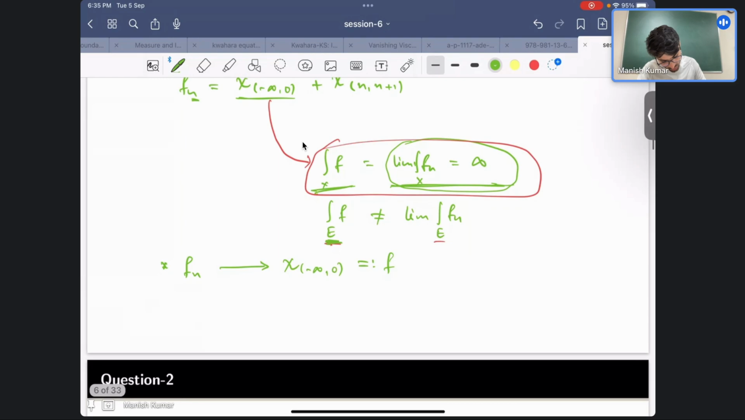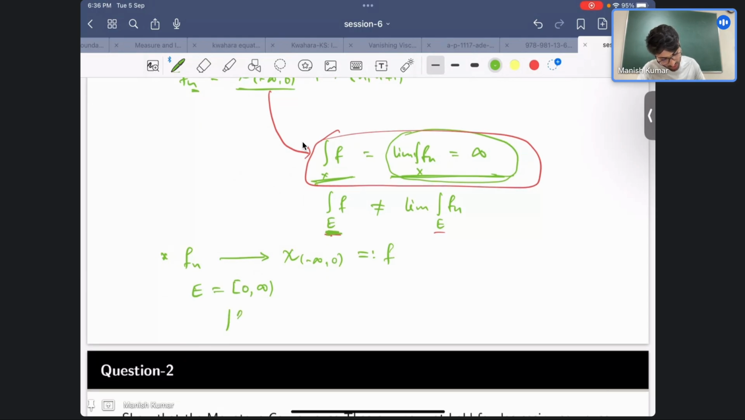So what you do, you choose e which is disjoint from this, so better you choose 0 to anything, whatever you want you can choose here. Let's take the most, that's 0 to infinity. When you choose e to be this one, what will be the integral of f over e? It will be 0, right? Because after 0 the function is 0.